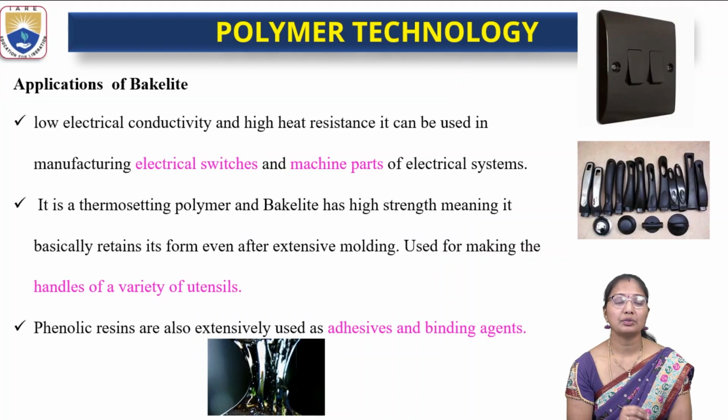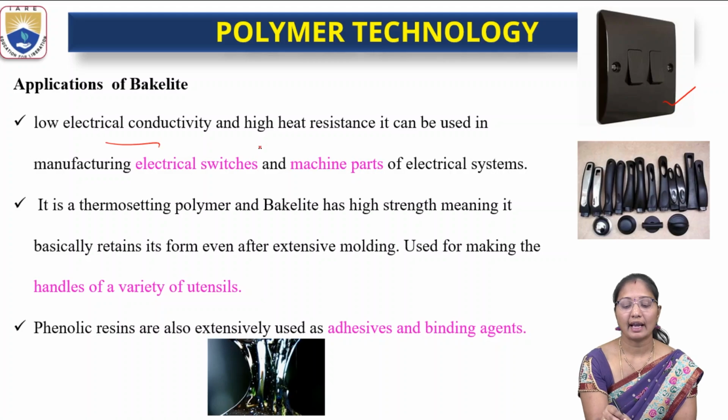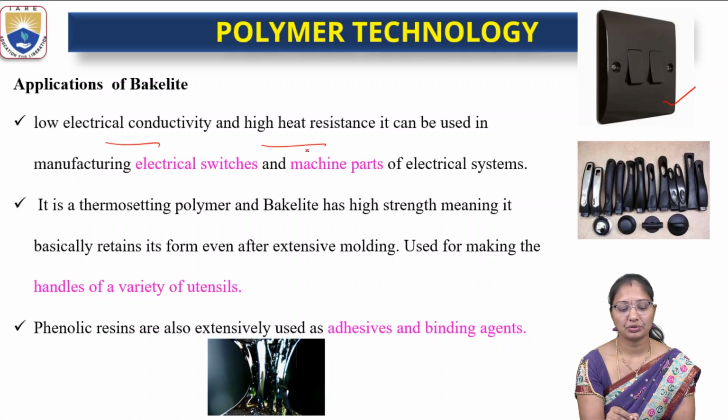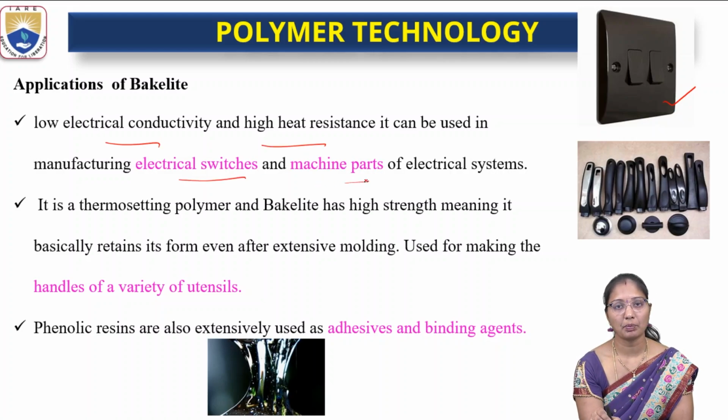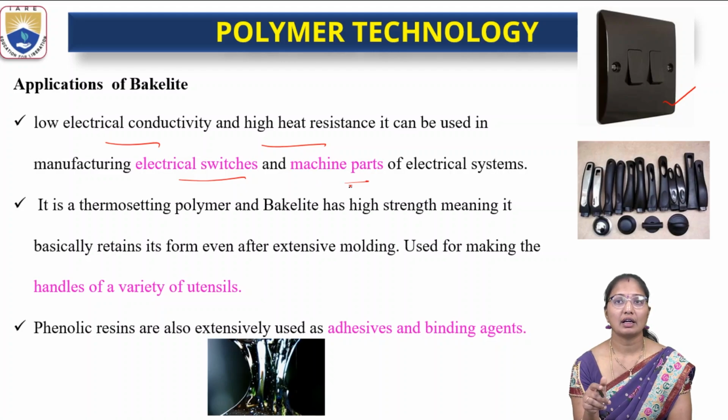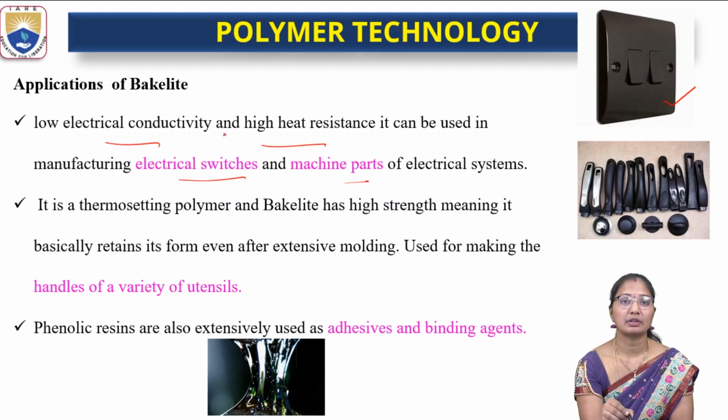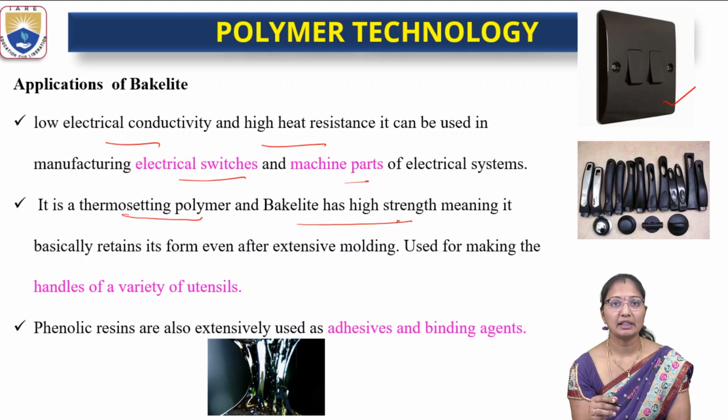This is the reason to use it in switch manufacturing. This bakelite has low electrical conductivity and high resistance. It can be used in electrical switches and machine parts. Most of the machine parts used in the electrical system are made of bakelite. It is a thermosetting polymer. This bakelite has high strength, meaning it basically retains its form even after extensive molding.